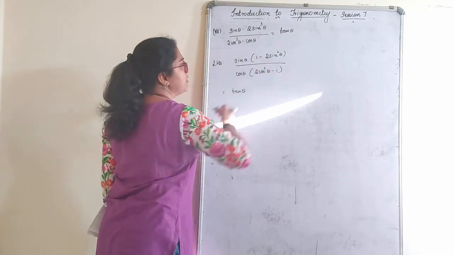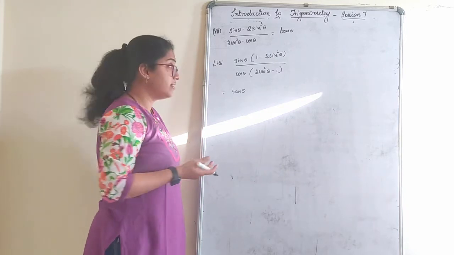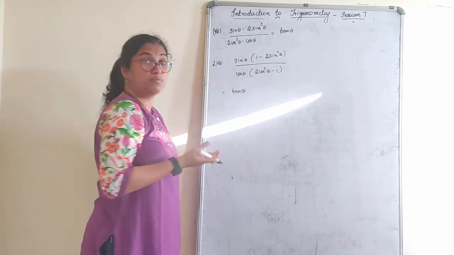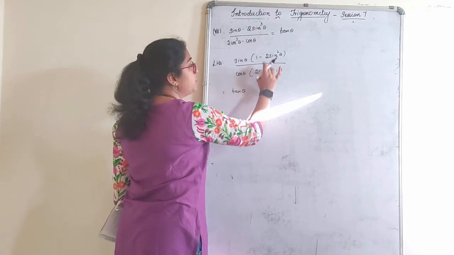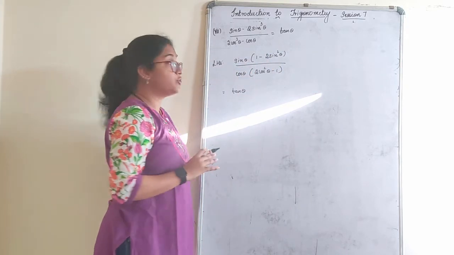Shall I cancel 1 minus 2 sin square theta and 2 cos square theta minus 1? No, I can't do that, right? I have to simplify in such a way that both get cancelled, so that the answer I have arrived at does not contain these two. That means those two should get cancelled. In that way we have to adjust and write.